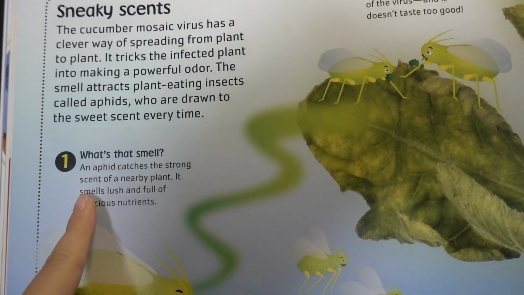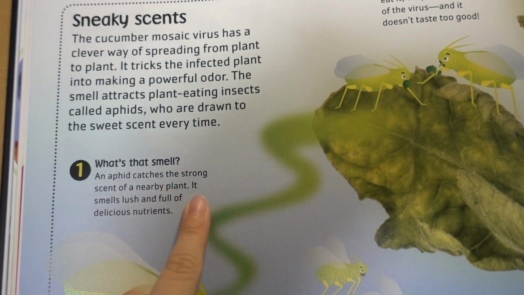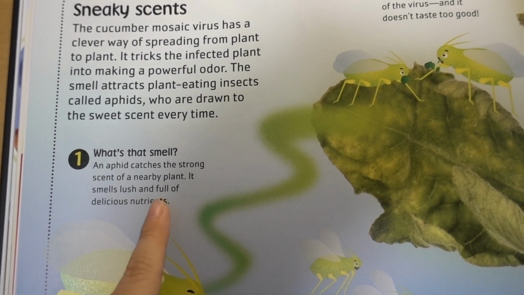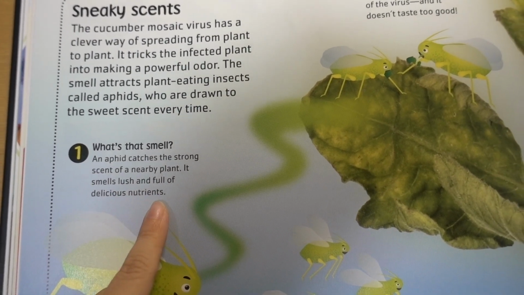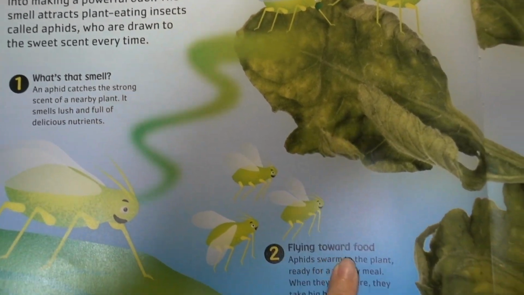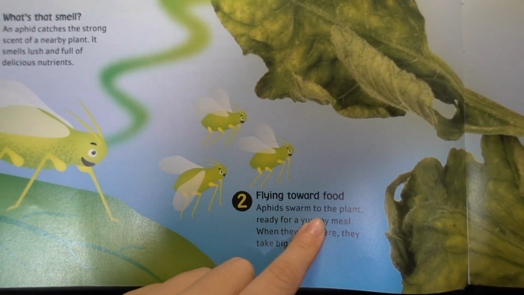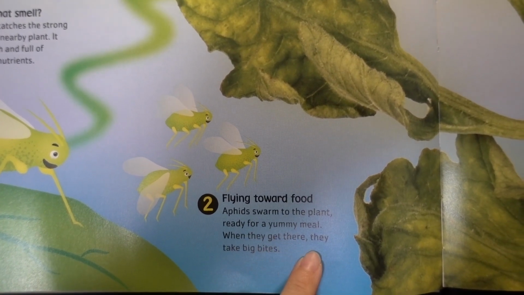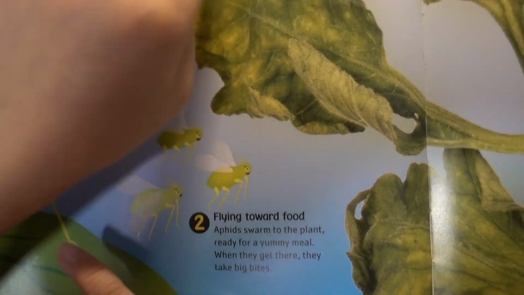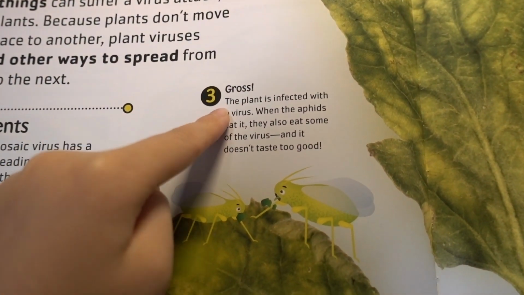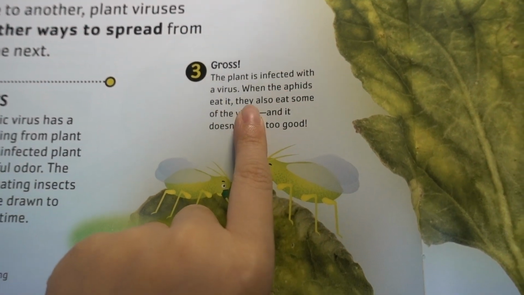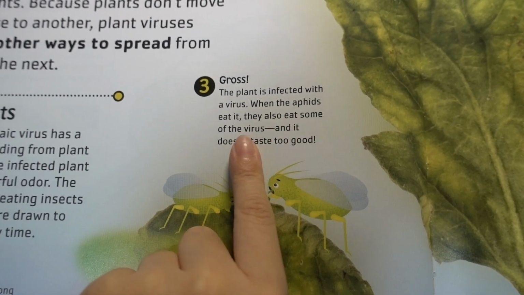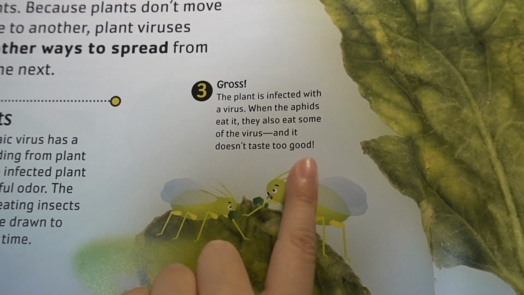What's that smell? An aphid catches the strong scent of a nearby plant. It smells lush and full of delicious nutrients. Flying toward food. Aphids swarm to the plant, ready for a yummy meal. When they get there, they take big bites. Gross! The plant is infected with a virus. When the aphids eat it, they also eat some of the virus, and it doesn't taste too good.